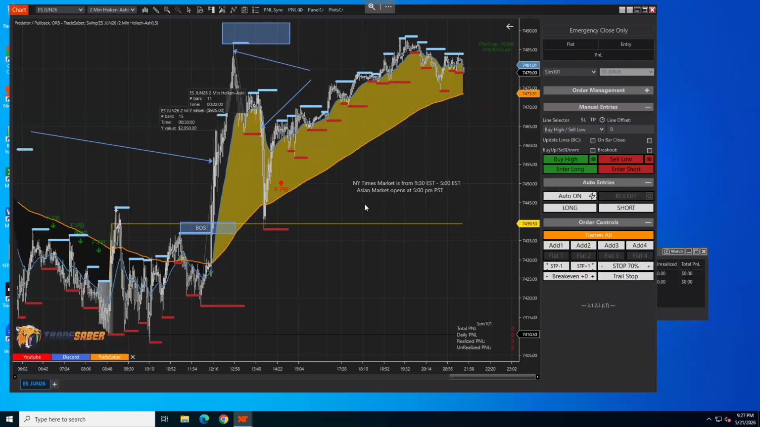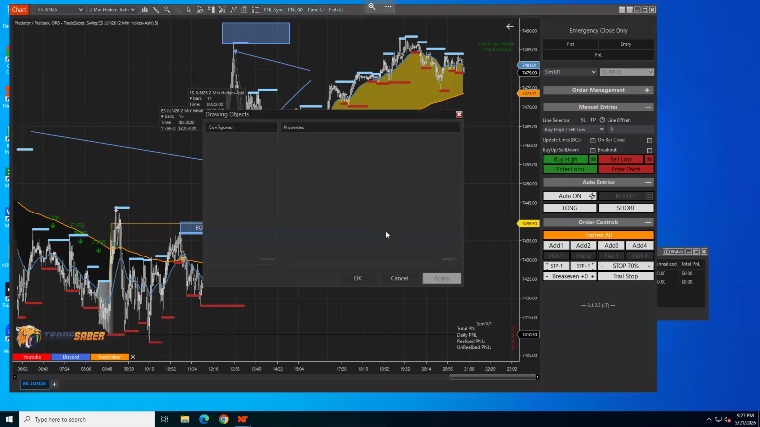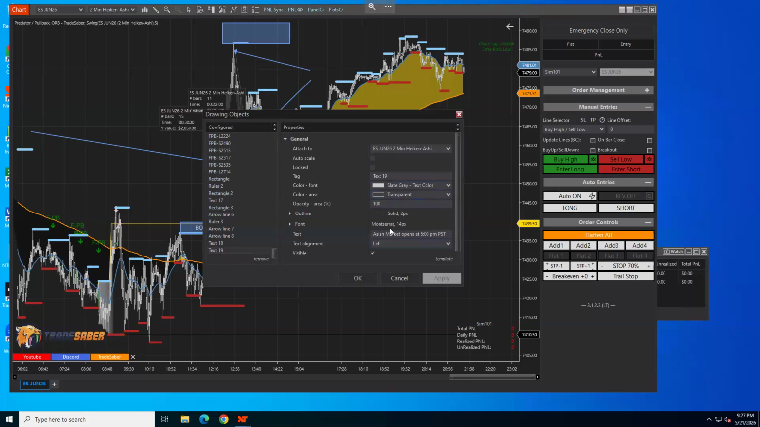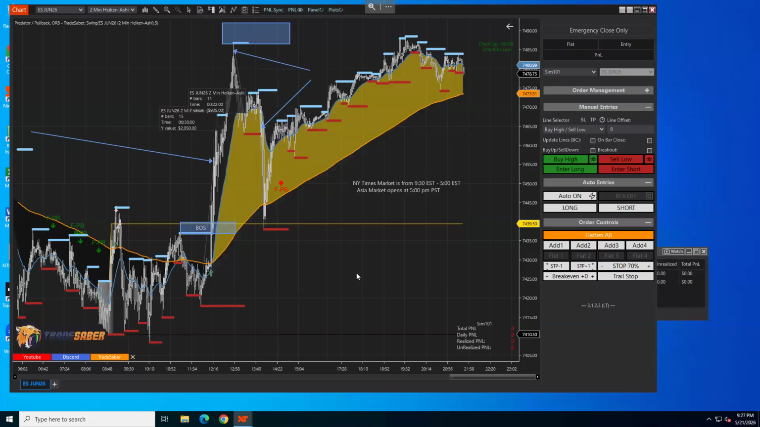Let me make sure I say it correctly. It's not Asian, it's Asia. Where is it at? Yeah, here we go. Asia market opens at 5 p.m. The Asia market moves very slowly and methodical, but it's consistent. As you can see, the market is open right now for Asia. This is live. It's just moving slow, as you see.